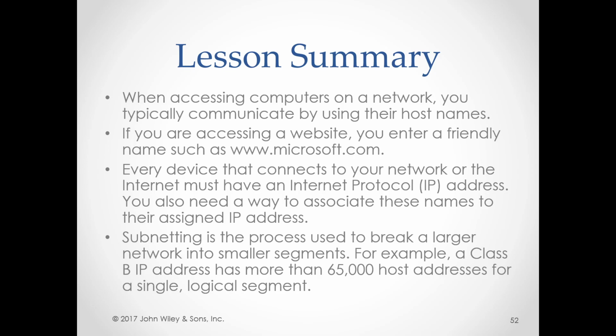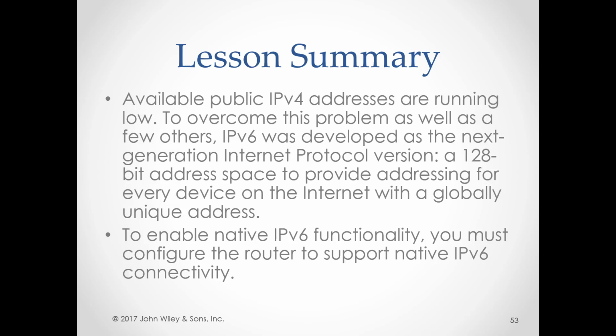We use subnetting to break a large network into smaller, more usable, more efficient segments. So while a Class B address has more than 65,000 host addresses available for it, we can chunk that into smaller, more usable networks. Why are we using IPv6? Because IPv4 addresses, well, here it says running low, they're used up. IPv6 takes care of that problem for us.